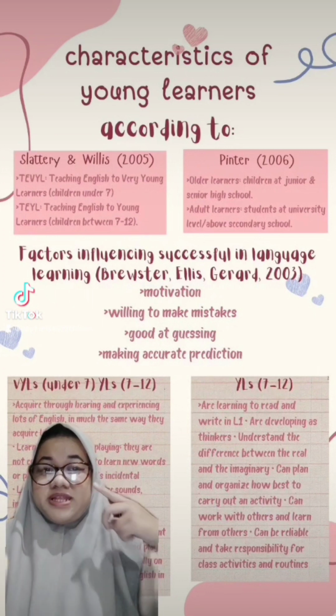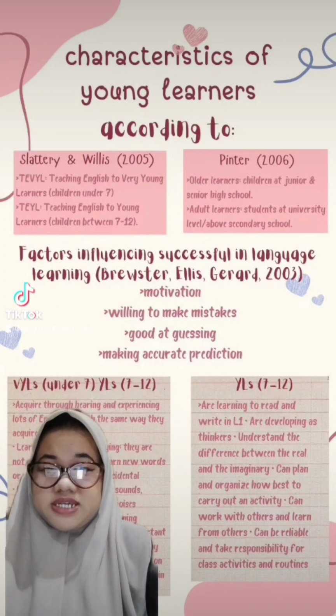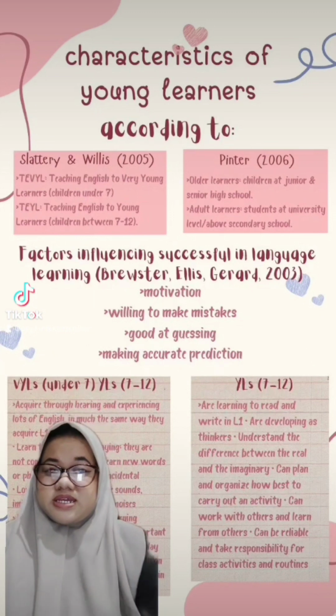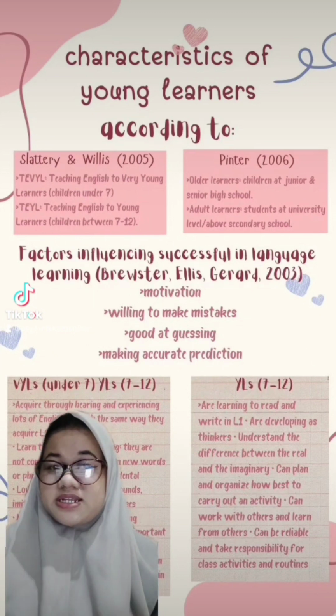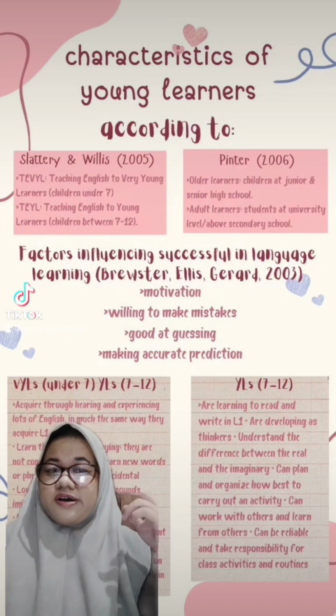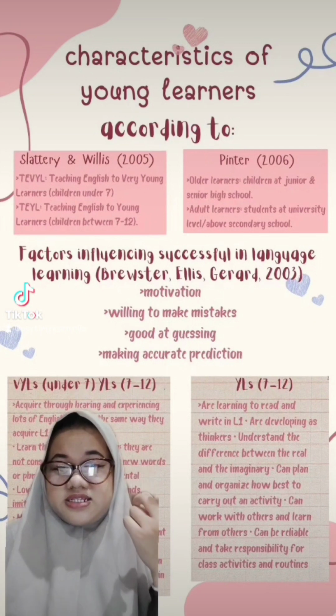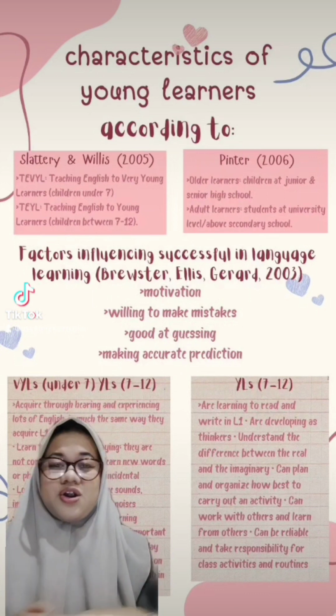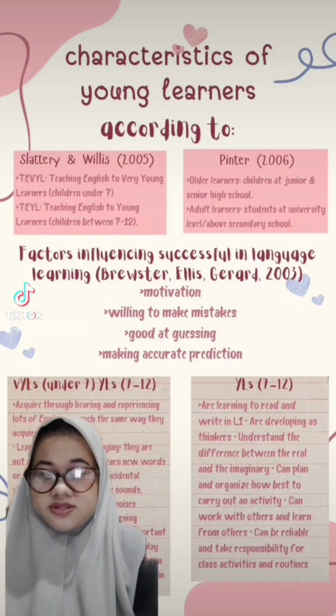Okay, for Pinter in 2006, older learners are children in junior and senior high school. Adult learners are students at university level or above secondary school.